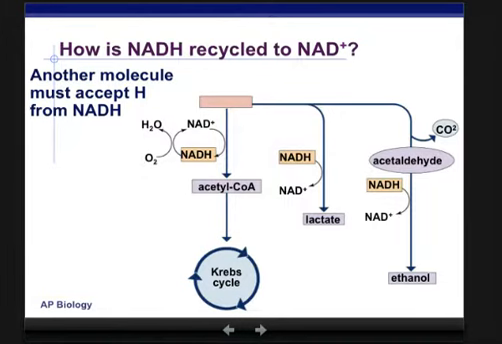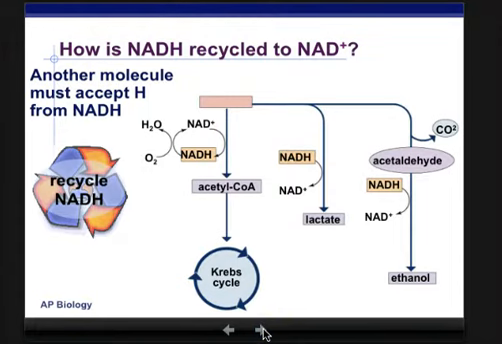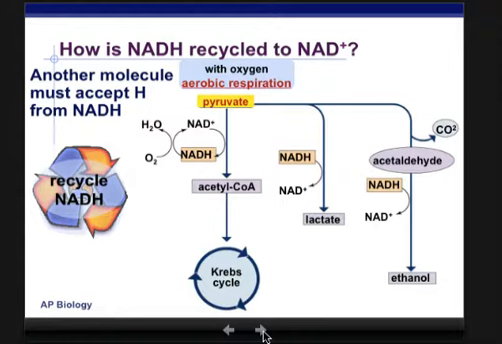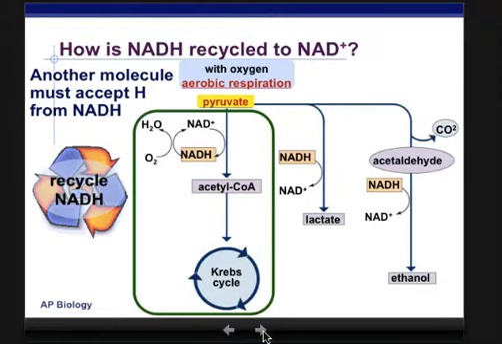So that kind of brings us to our next steps in the process of cellular respiration. How are we going to recycle the NADH? So there's our pyruvate molecule. And if you've got oxygen, you're going to go through aerobic respiration. You're going to go through the rest of cellular respiration and the Krebs cycle, and you're going to recycle your NADH, and you're going to get a whole bunch more energy, and we'll talk about that in the next video.